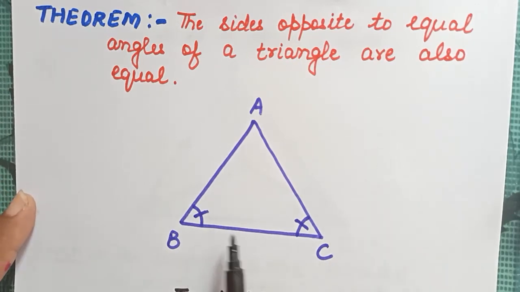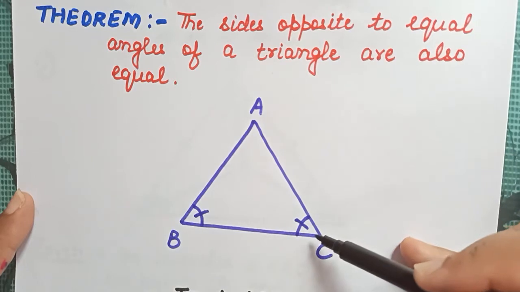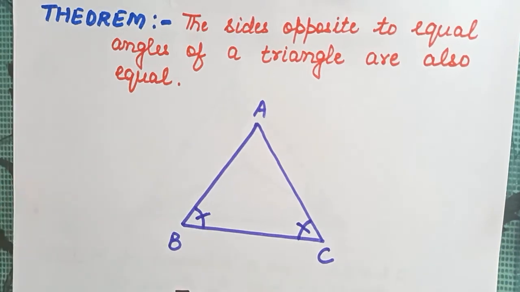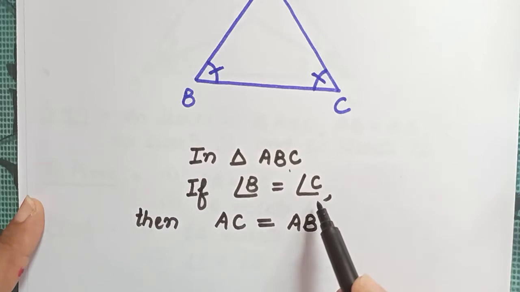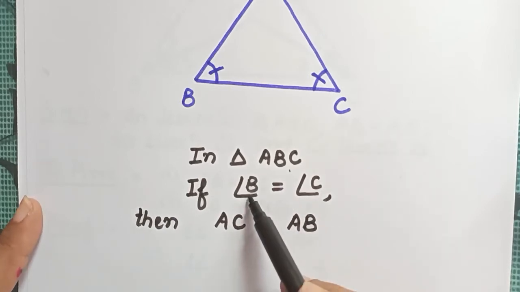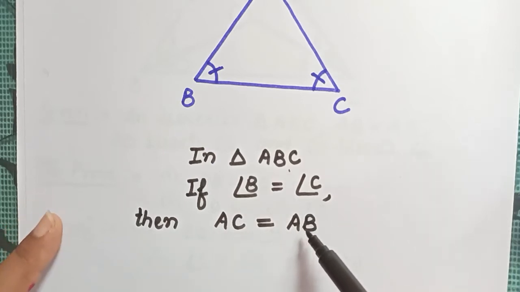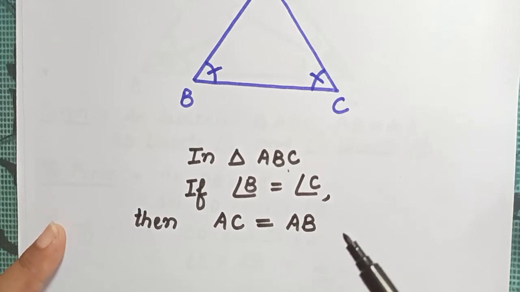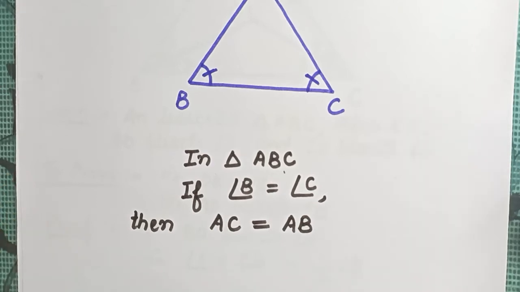So the theorem states that if two angles are equal, then the opposite sides. Now the side opposite to angle B, इसके सामने कौन सी है? AC. And the side opposite to angle C, इसके opposite में है AB. So in triangle ABC, if angle B is equal to angle C, then the side opposite to angle B, which is AC, is equal to the side opposite to C, which is AB. So remember this theorem also. Along with the congruency rule, these two theorems will also be used in proving the questions of exercise 7.2.